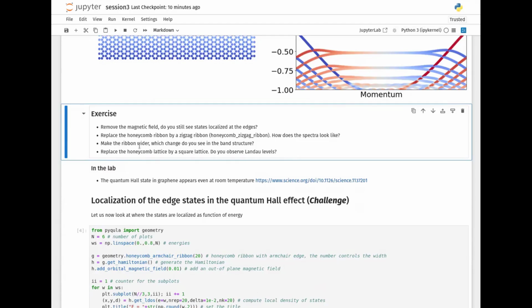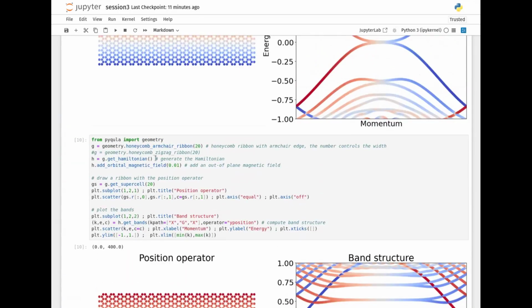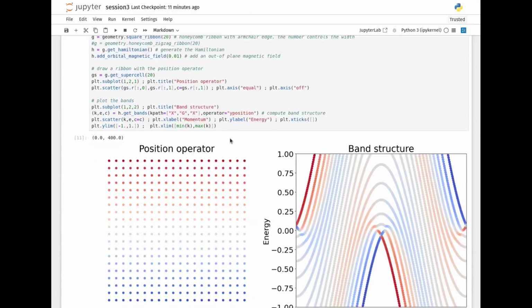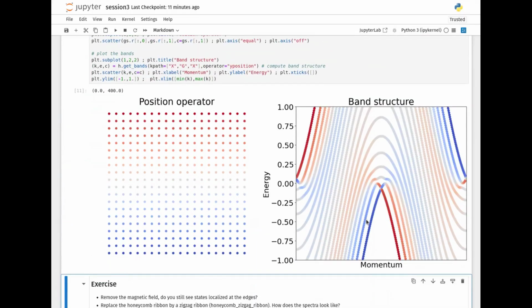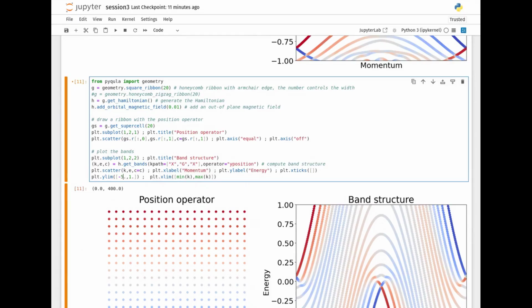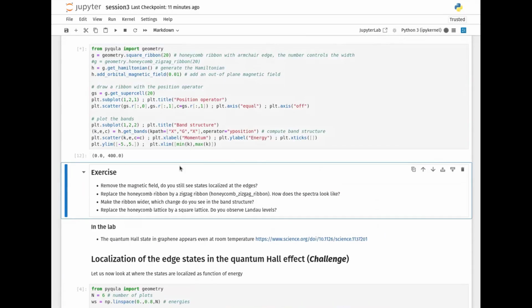And then the last question is to replace a honeycomb lattice by a square lattice and see what happens. So what we are going to do now is use a square lattice. For that, we are going to take a square ribbon and see how the band structure looks. So you see that something similar happens, and it is actually easier to see if we increase the range in which we are plotting the energy. And so for that, what we can do is just change this range over here. So let's put it from -5 to 5.